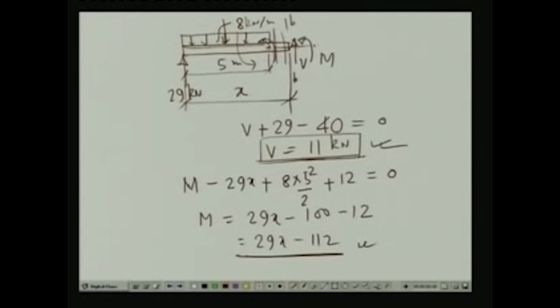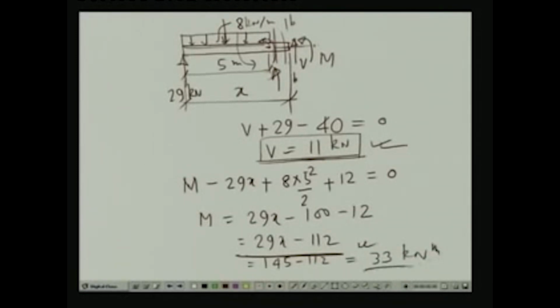Now, what happens here is that there is an immediate change in the value of the bending moment as we go from this end to this end, because we have a concentrated moment over here. So, if we substitute the value of x as 5, then this is equal to 145, and 145 minus 112, this is equal to 33 kilonewton meter.